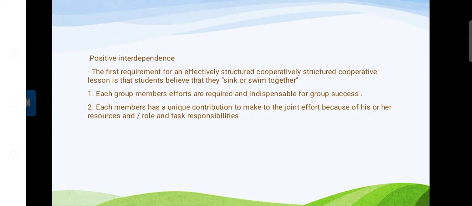So we have positive interdependence. Positive interdependence means that the first requirement for an effectively structured, cooperatively structured lesson is that students believe that they sink or swim together. Number 1, each group member's efforts are required and indispensable for group success. Number 2, each member has a unique contribution to make to the joint effort because of his or her resources and or role and task responsibilities.